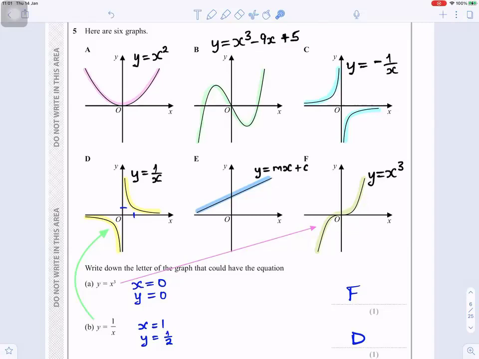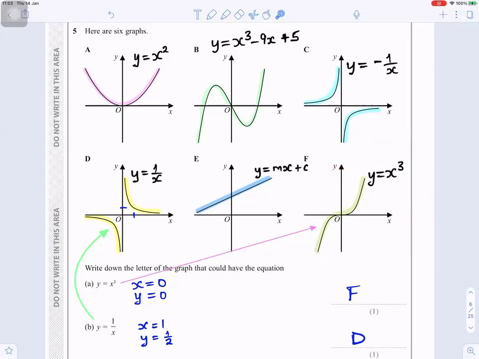So your answer is F. The graph F represents y equals x cubed. You put x is 0 and you get y is 0, so it passes through the origin. And if you put 1, you will get y to be 1. X cubed, 1 cubed is 1. So it goes through 1, 1. If you put 2, it will go to 2, 8. So you can work out some coordinates to give you an idea, or you can just remember that that's the shape of the y equals x cubed graph.